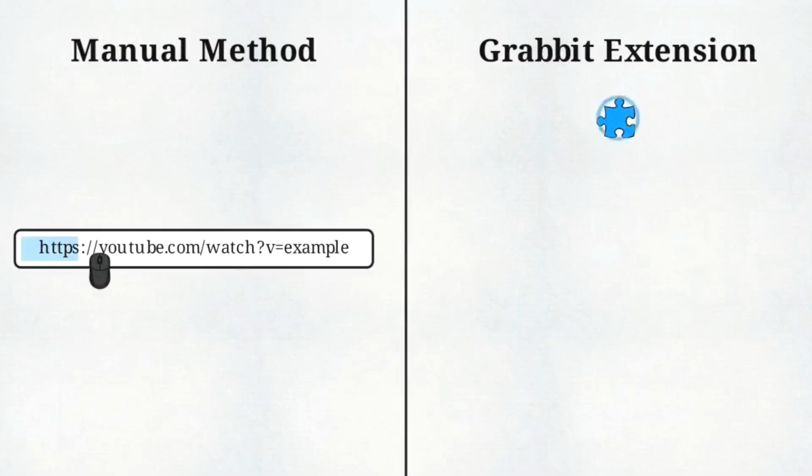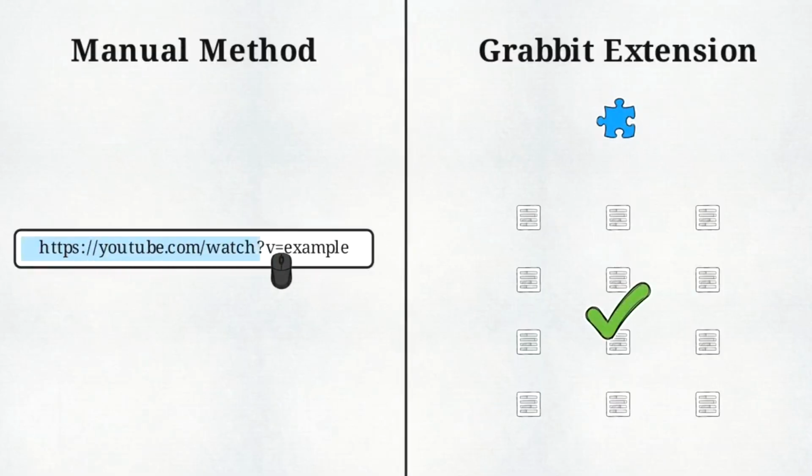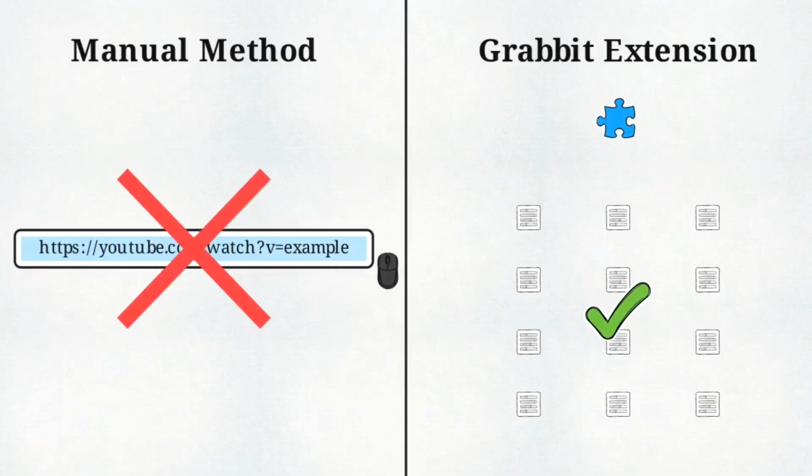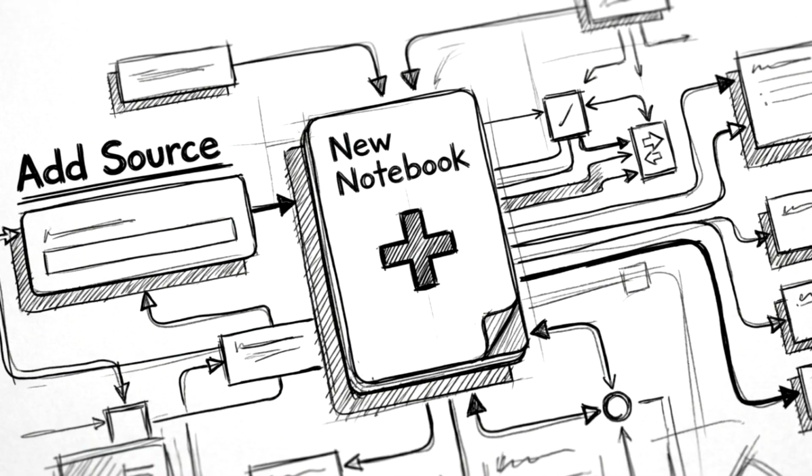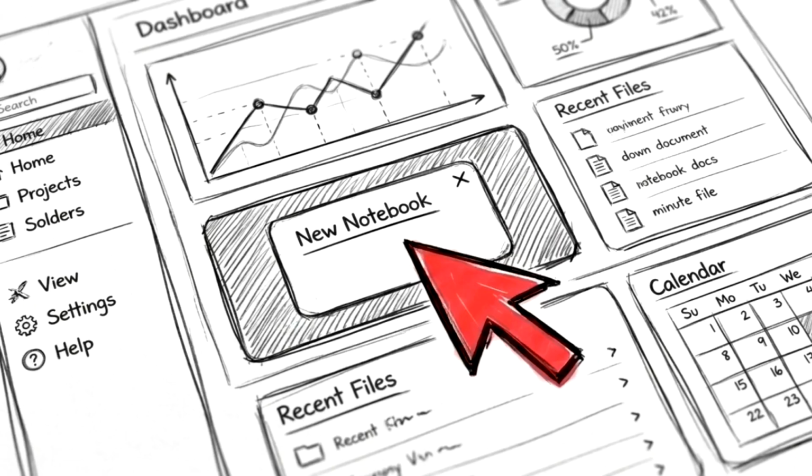Mastering this bulk scraping technique bypasses the slow process of individual copying. You now have a raw dataset representing the channel's most successful historical content. We will process this data using Google Notebook LM. This AI tool analyzes specific sources to extract patterns. Log in and create a new notebook to serve as your central research assistant.